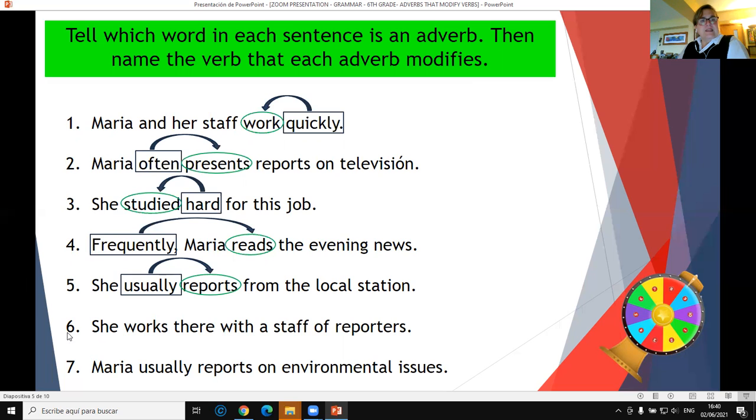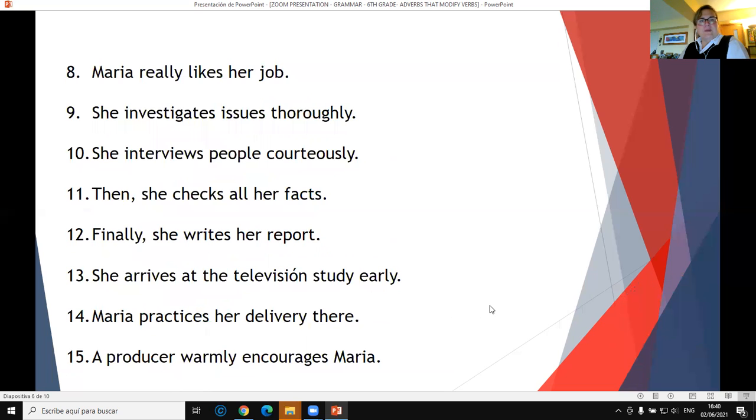And number six, she works there with a staff of reporters. She works there. There she works. So there is modifying works. And seven, Maria usually reports on environmental issues. She usually reports. Usually is the adverb, okay? And reports is the verb that is being modified by the adverb.